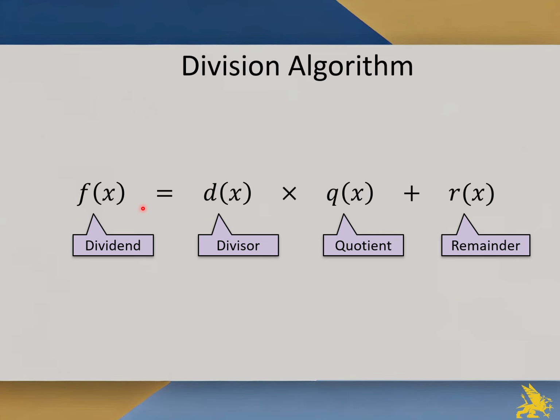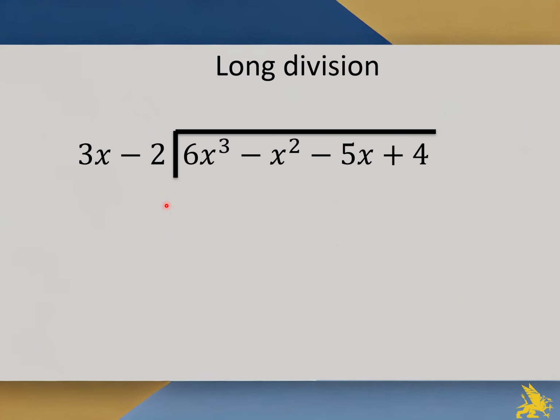So this is the division algorithm. We know we've got our divisor times our quotient plus the remainder gives us our f of x. So let's apply that in terms of polynomials now. So the same thing applies.